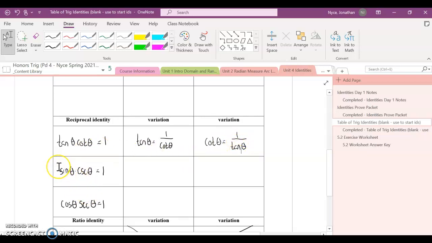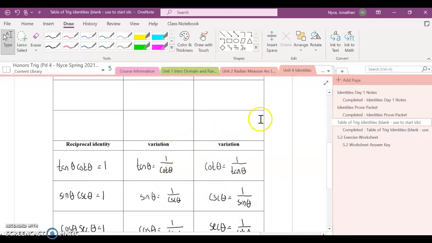If we do the same idea with the other two reciprocal identities, we're going to get sine is 1 over cosecant. And we can also get cosecant is 1 over sine. And then for that last one, cosine is equal to 1 over secant, and secant is 1 over cosine. So we're getting there with getting that table filled out.